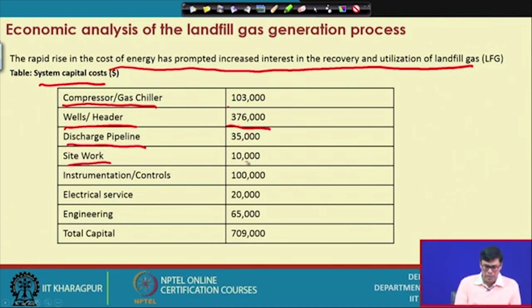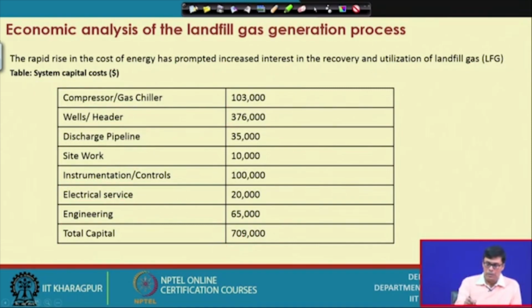Then site works is $10,000. Instrumentation and control, $100,000 US dollar. Electrical service is $20,000 US dollar. Engineering is $65,000. Total is coming $709,000 US dollar. This is the capital cost how they have calculated.